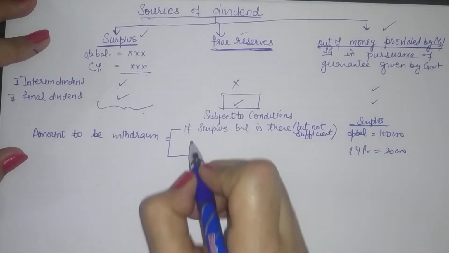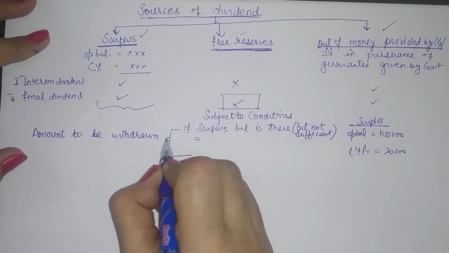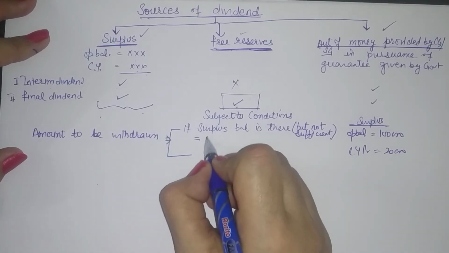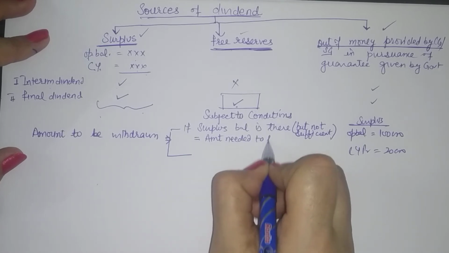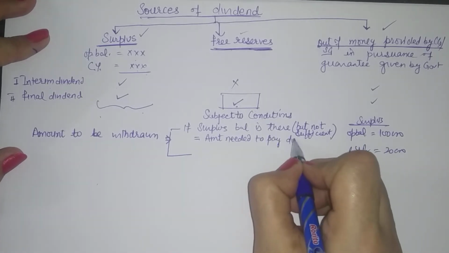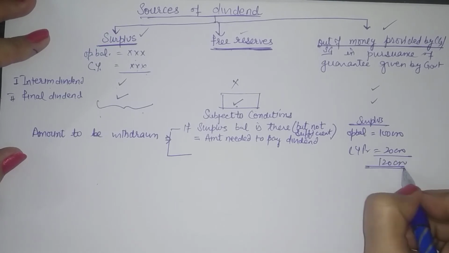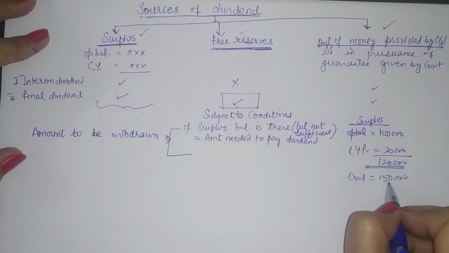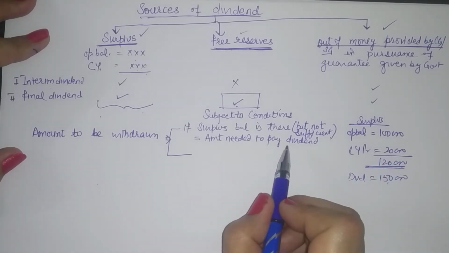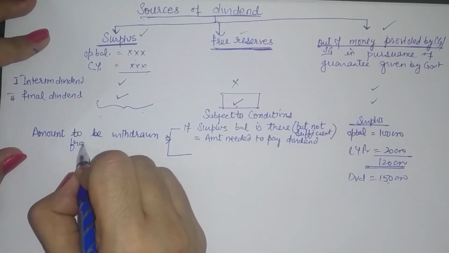So in that case, the amount of withdrawal will be equal to the amount needed to pay dividend. You will simply check how much amount is available, and your dividend payout is say 1,50,000. So you need 30,000 rupees. So that will be your amount to be withdrawn from reserves.